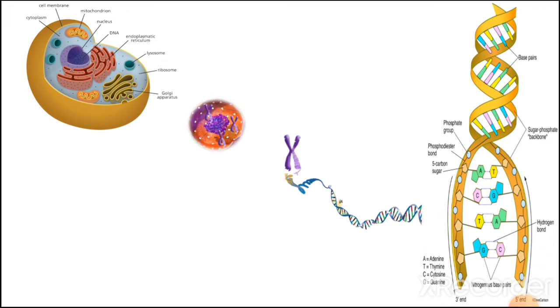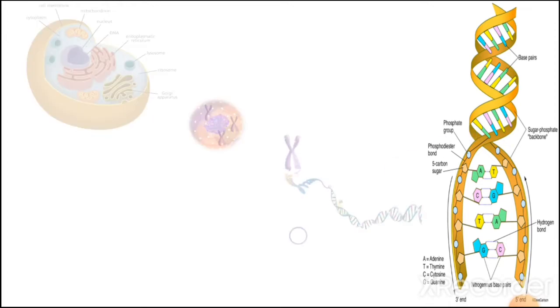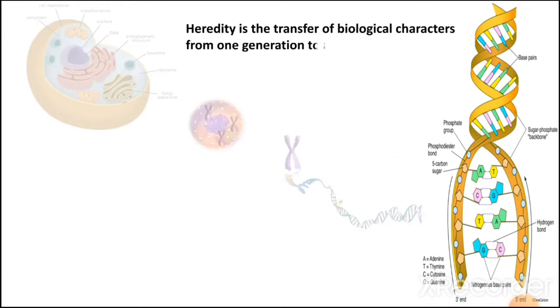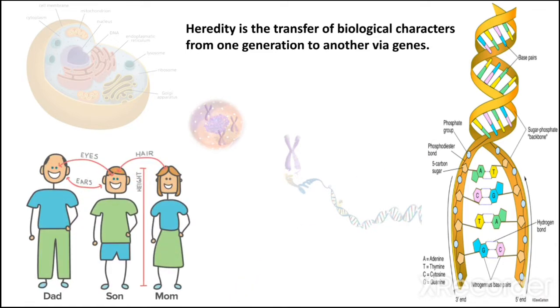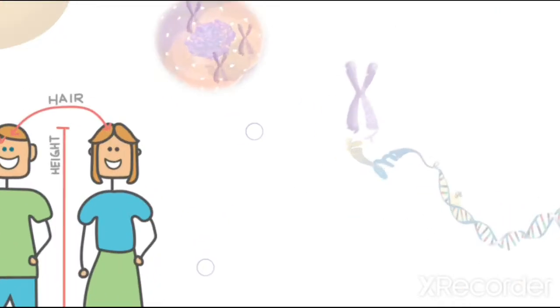Inside a DNA molecule there is a specific coding which is responsible for our inherited characteristics, and that specific length of a DNA is known as genes. Heredity is the transfer of biological characteristics from one generation to another generation via genes. Heredity is a process in which organisms acquire characteristics from their parents.